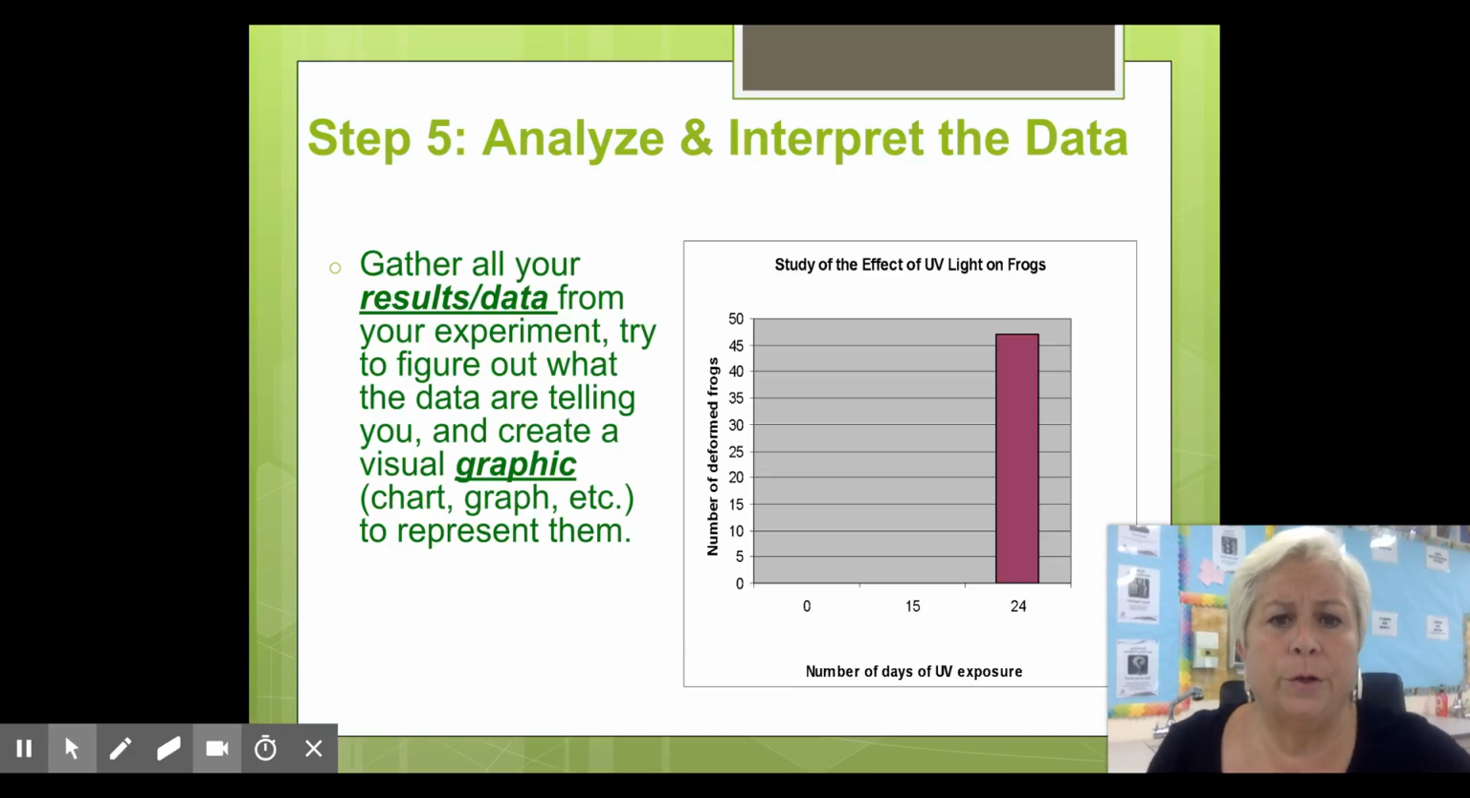And so this year we will be working with some data, and you will learn how to actually create your own bar graphs and line graphs and circle graphs. So exciting stuff coming up.